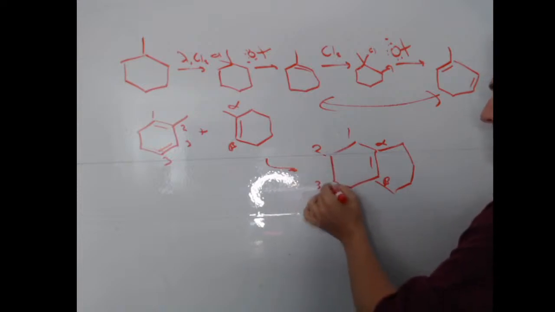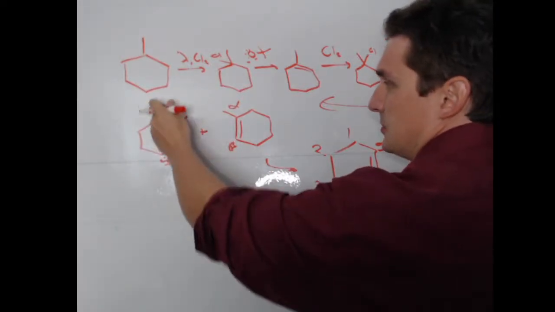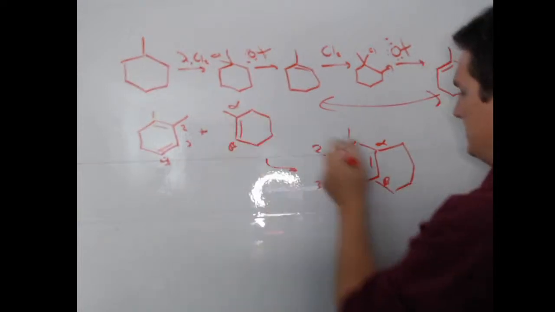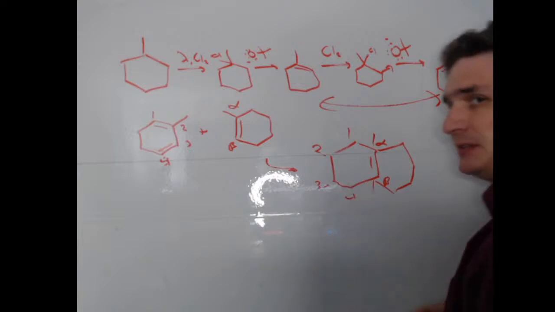So we can have a methyl group here. We can have a methyl group here depending on if we define this as the first carbon or this as the first carbon. And for the alpha beta, the same thing. We can have a methyl group or we can have a methyl group. So you've got a couple different options here.